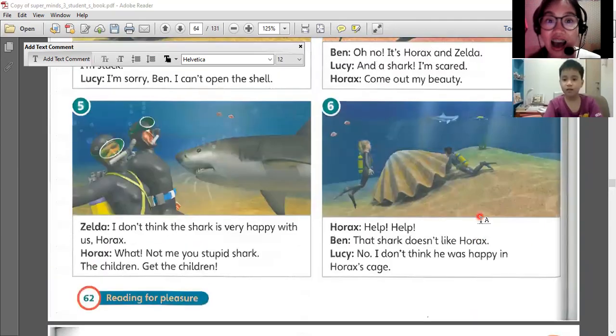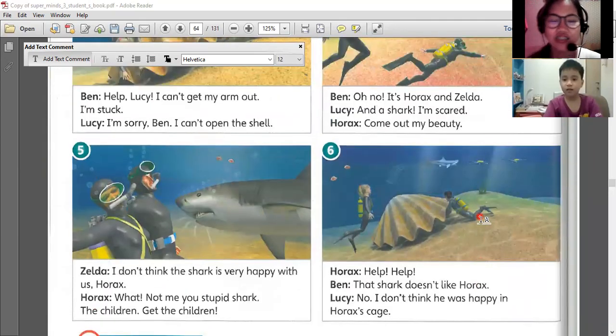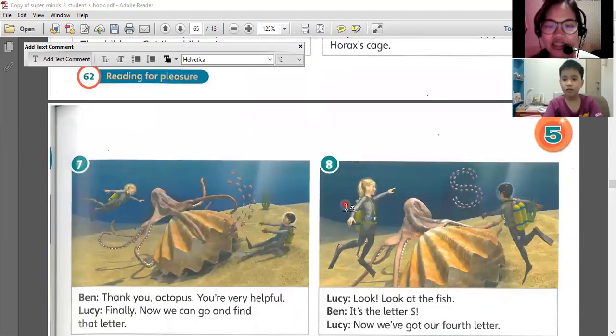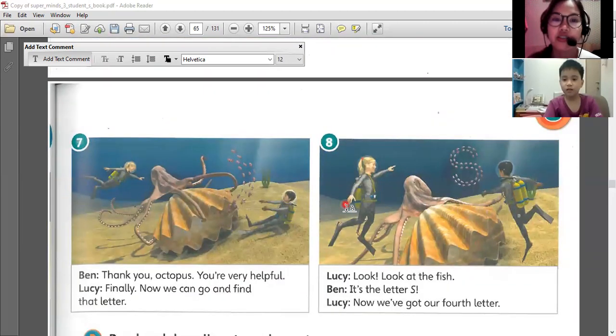Shark. Yes, okay, the shark isn't happy, seeing Horrocks and Zelda. All right. Okay, so that's what we call the trap. Okay, so who was trapped? Horrocks and Zelda. Yes, okay. All right, so do you have any questions about the story? Yes, any questions? Hello?